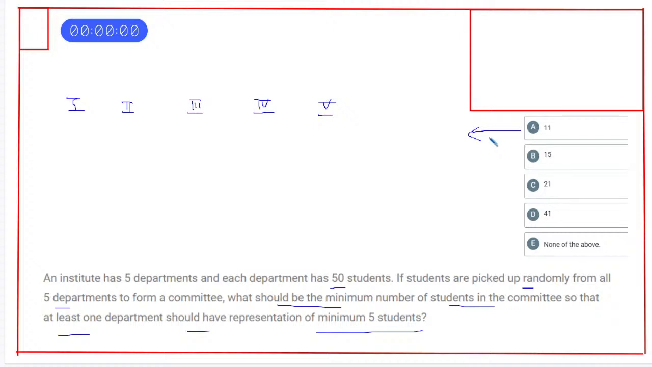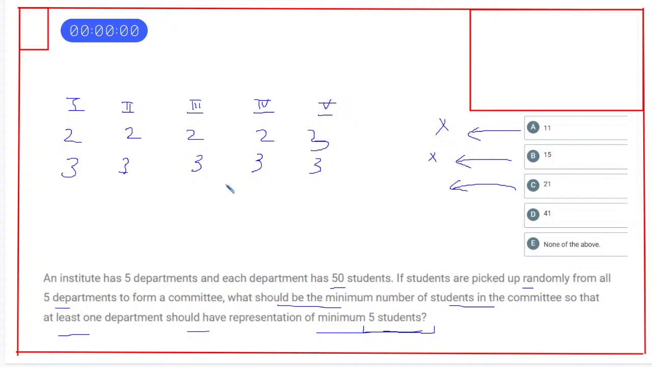Let's suppose I take 11. So if I take 11 students, is it possible to make a committee having 5 members from at least one department? If I have to contradict this situation, I can say that each having 2, 10 members are already located, and that is how I can locate 11 members. So this contradiction fails in this option, right? If I take 15, I can plug 3 members in each of the departments, and no department is having 5 students. So this contradiction again is not valid for 15.